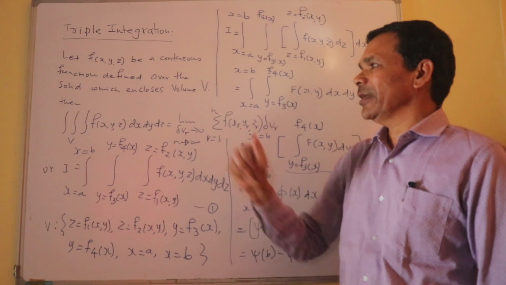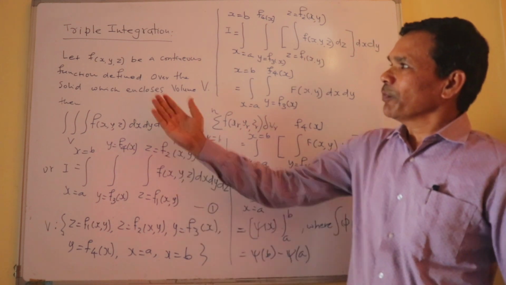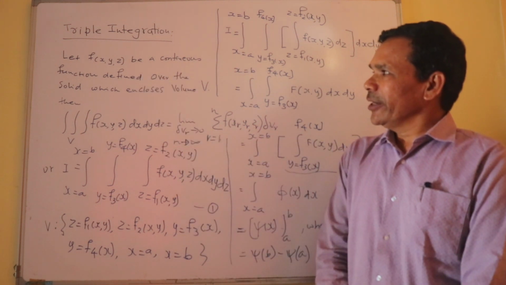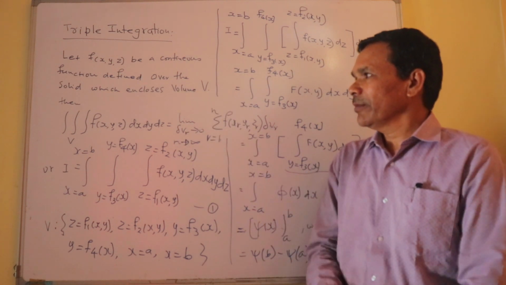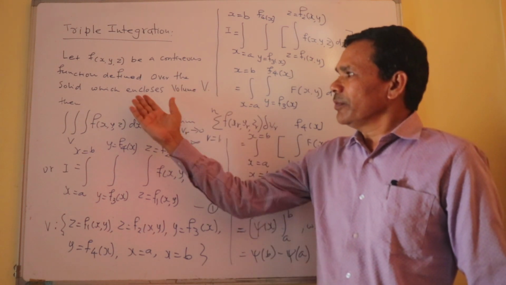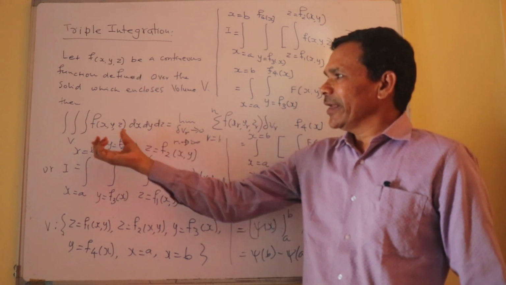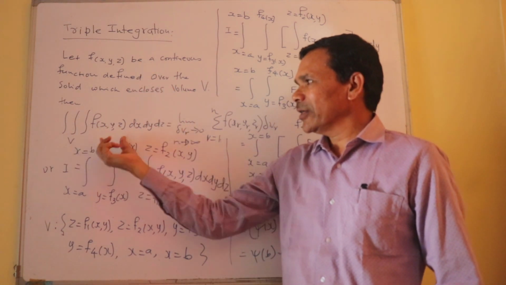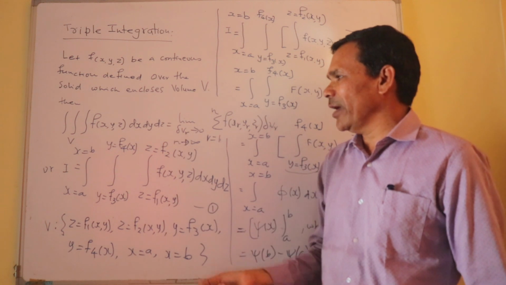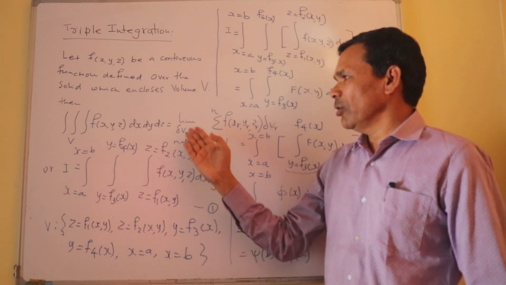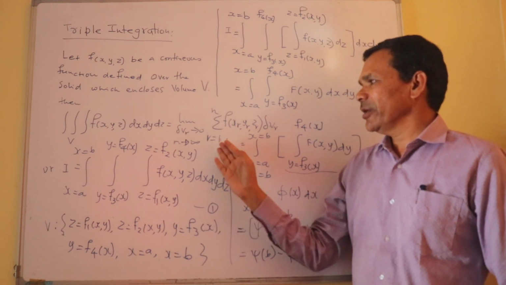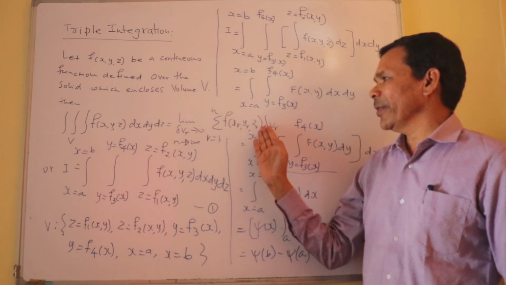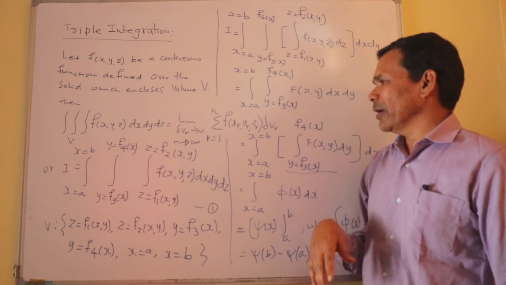So it is concerned with three-dimensional. Let f of x, y, z be a continuous function defined over the solid which encloses volume V. Then the triple integration is defined as triple integration over V of f of x, y, z dx dy dz, equal to the limit as delta V_r tends to 0 and n tends to infinity of the summation r from 1 to n of f of x_r, y_r, z_r delta V_r.